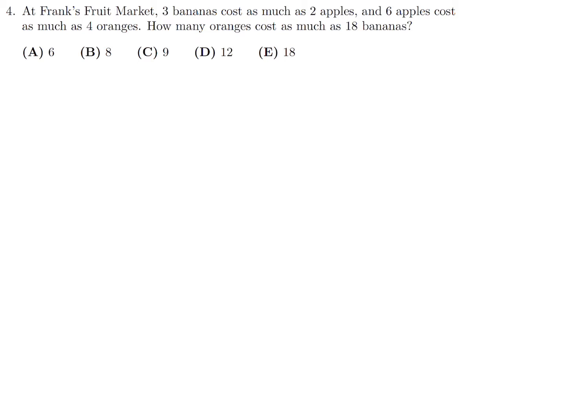At Frank's Fruit Market, 3 bananas cost as much as 2 apples and 6 apples cost as much as 4 oranges. How many oranges cost as much as 18 bananas? So from the question, we know that 3B, 3 bananas, is equal to 2A, 2 apples. And then we also know that 6A is equal to 4O. I'll put a line through it to indicate that's an O rather than a 0. I don't know if that helps.